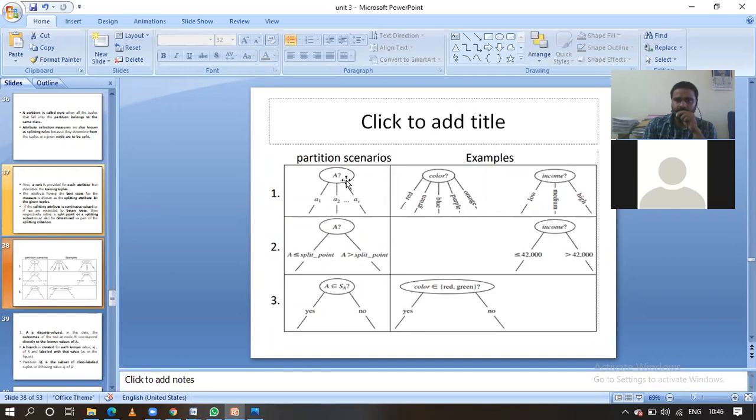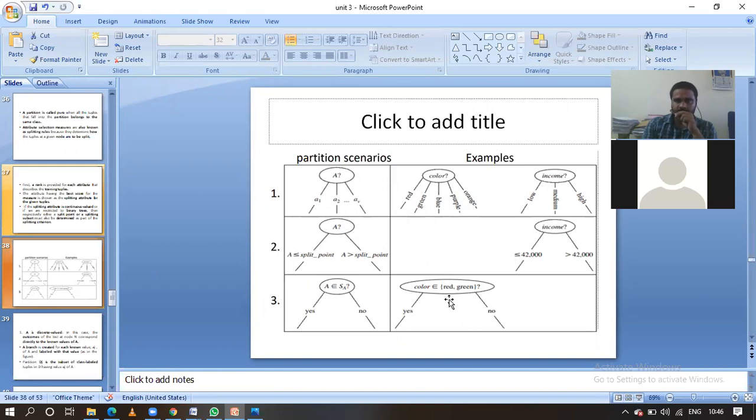Coming to this one, here color will have different values, a subset of values. This is a splitting subset. The next one is whether color belongs to red or green. This also belongs to a subset. We are going to see the explanation for each and every one: the splitting subset and the splitting point.